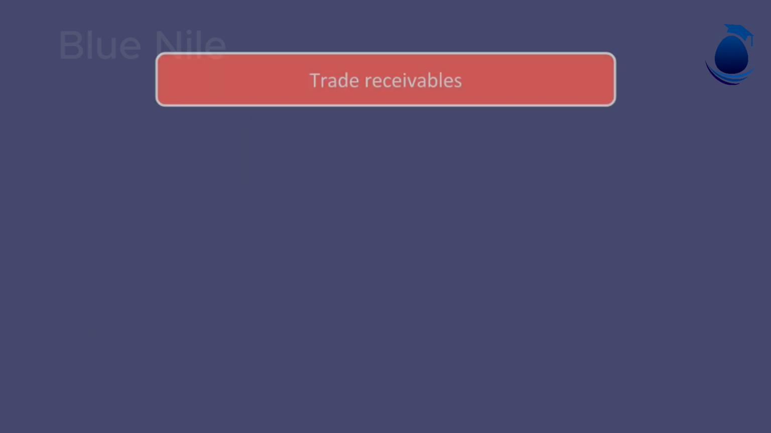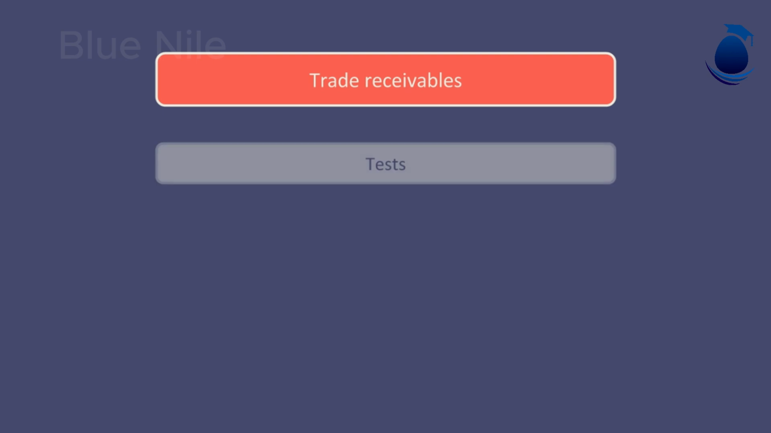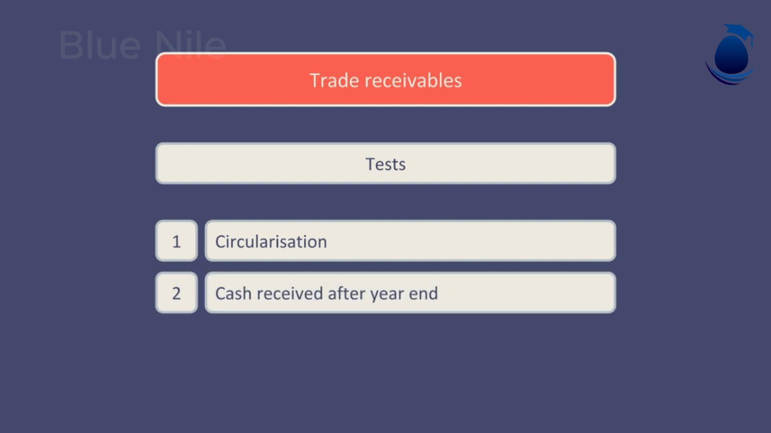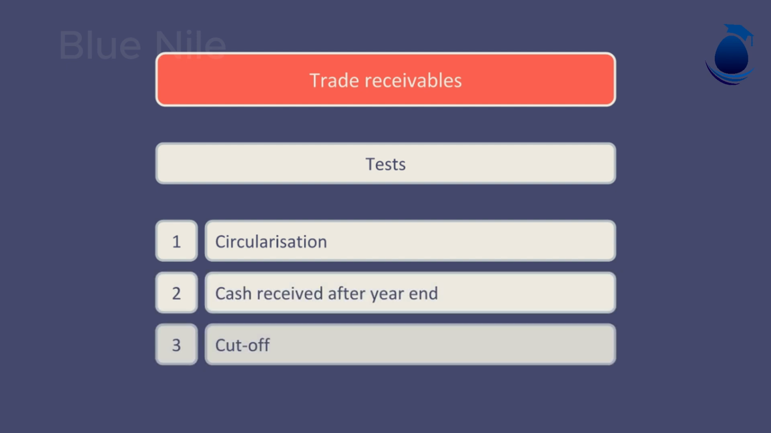Firstly, let's look at trade receivables. There are three important tests that should be carried out on this balance: circularization, cash received after the year-end, and cutoff.